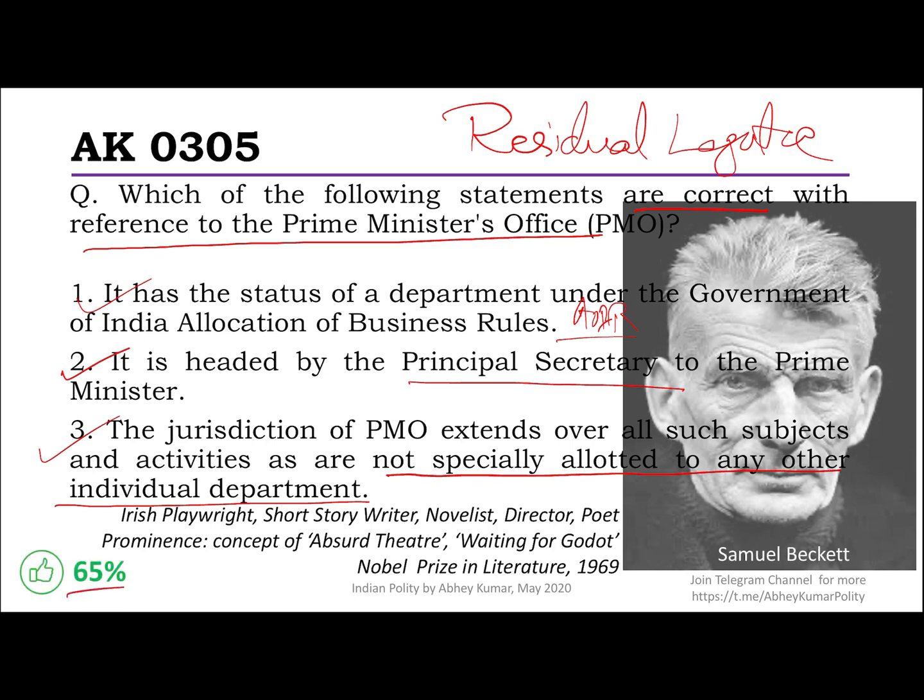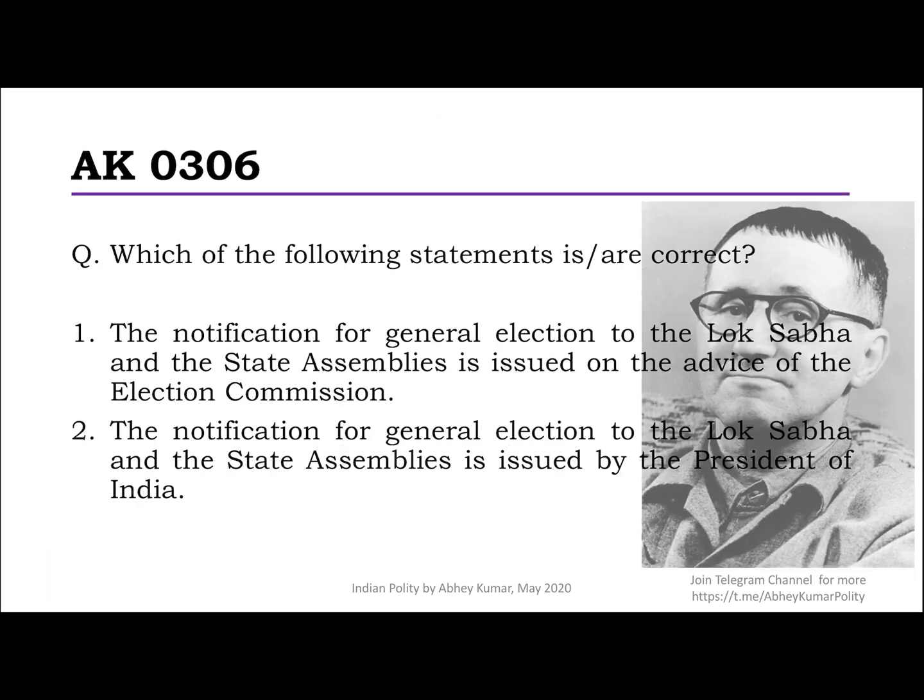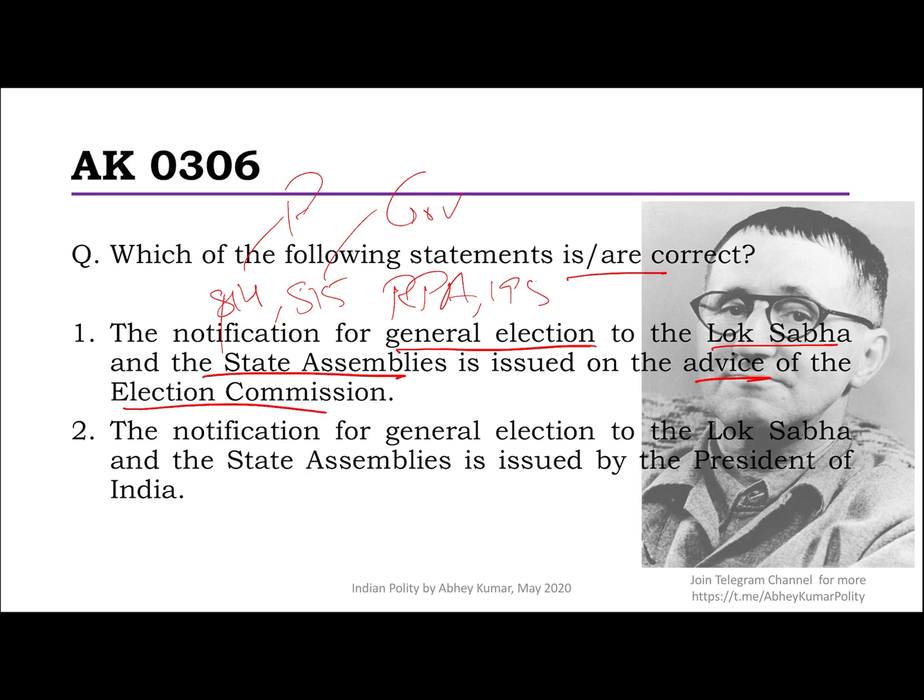Yeah, okay. So let's move on to the next question, and that is, which of the following statements is or are correct? The notification for general election to the Lok Sabha and State Assembly is issued on the advice of the Election Commission. I have asked you earlier also to read at least section 14 and ideally even section 15. Section 14 is for the President, section 15 is for the Governor of the state, that they will issue the notifications under the RPA 1951. So they will issue the notification of election on the advice of the Election Commission.